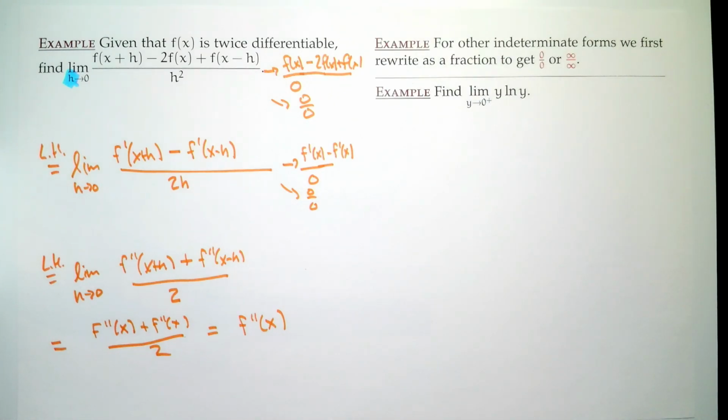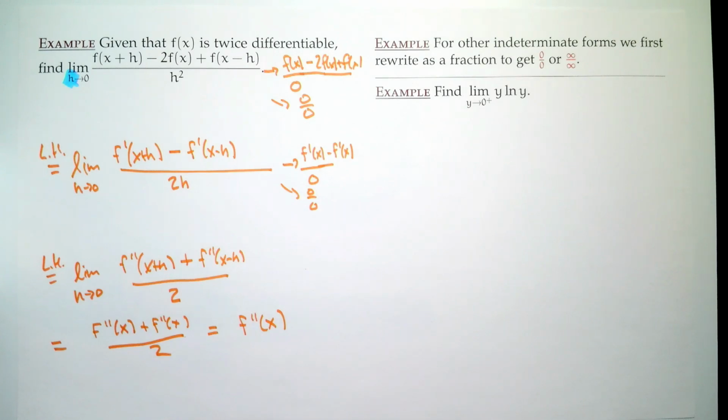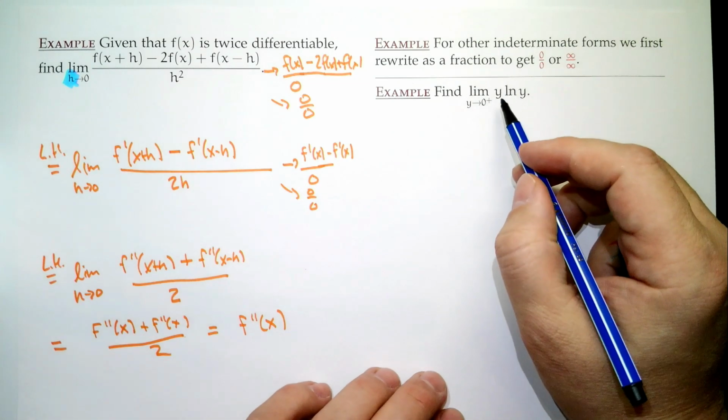Now, we've done a lot of 0 over 0, but there's other indeterminate forms. So we want to know, how do we handle the indeterminate forms that aren't 0 over 0? The answer is, you get them to be 0 over 0 or infinity over infinity. Anything that's not of the right form, because you can't apply L'Hôpital unless it's a fraction. So let's look at this example. What happens as we approach 0 from above of y log y? Now the reason we're approaching 0 from above is I can't approach 0 from below, because log is not defined for negative values.